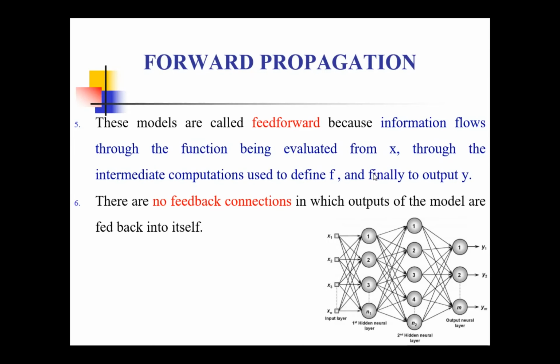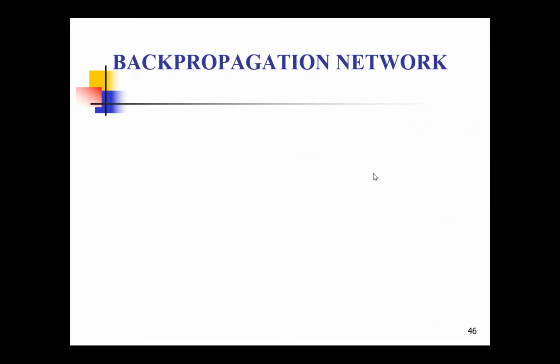So how to frame the number of neurons in the hidden layer? That itself is a great task for us, to decide how many neurons we have to select in the hidden layer. Then subsequently we have the output layer which produces the outputs. Here we have x1, x2, x3, xn, that is, for example, 4 inputs, and here we have 3 outputs, y1, y2 and ym. There is no feedback system incorporated in this.